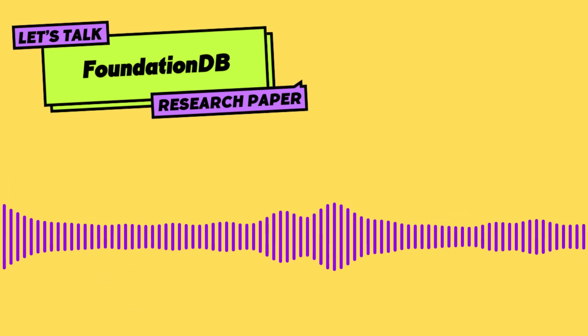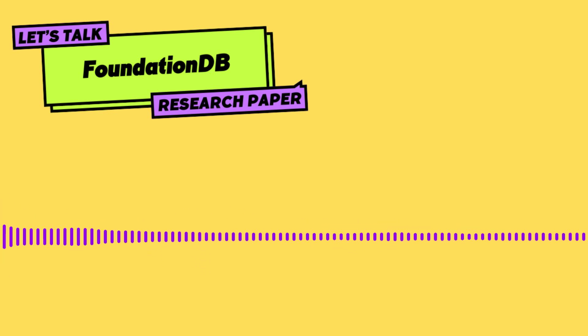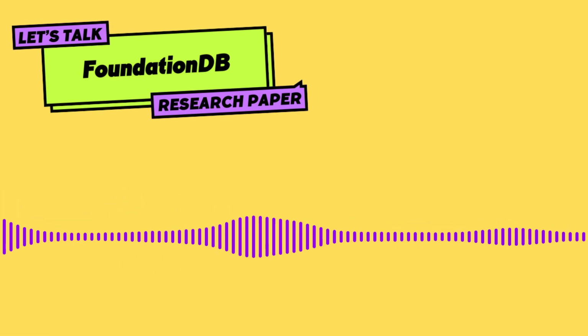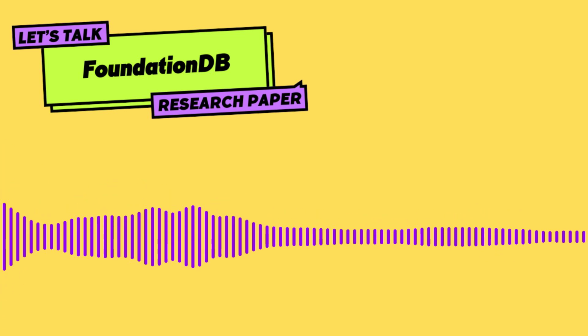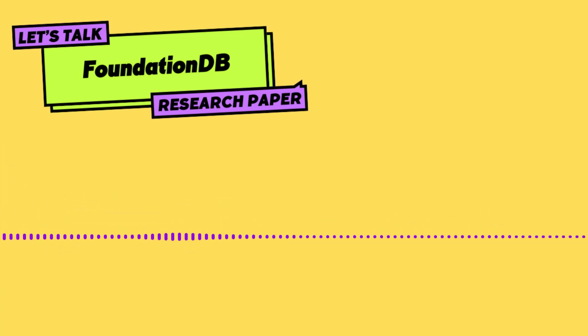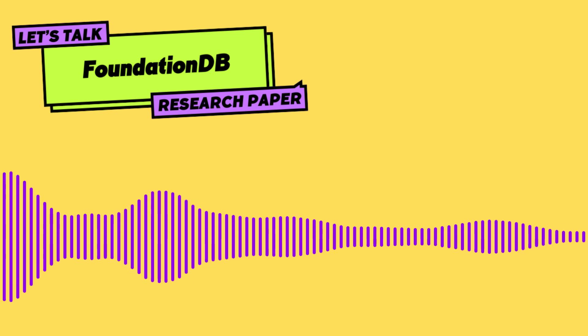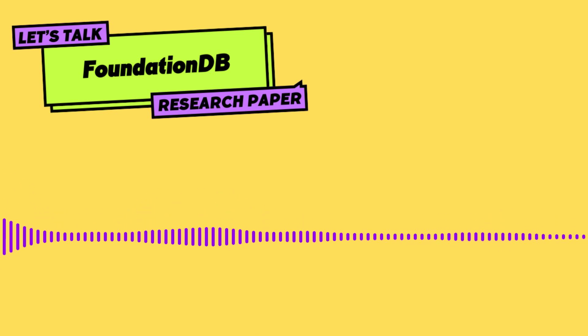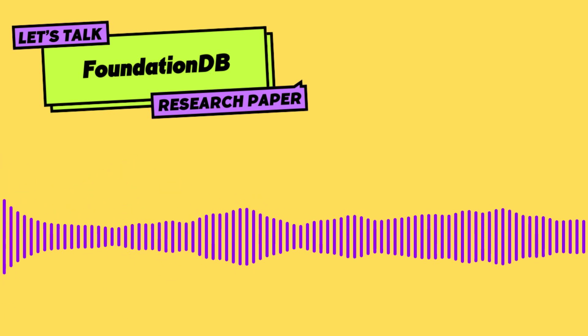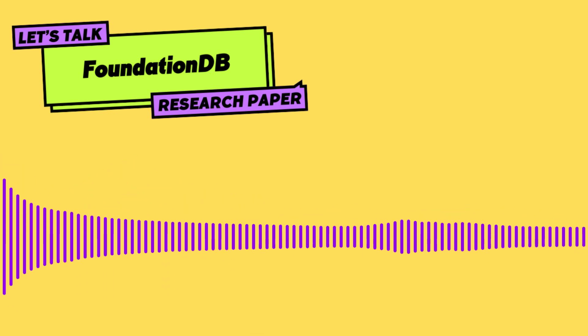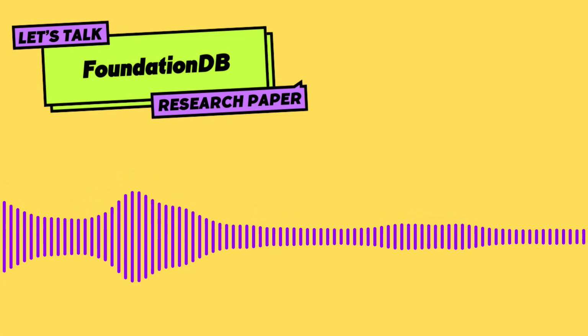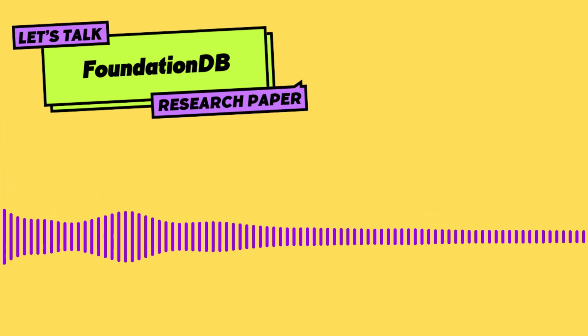Welcome back. So we've been exploring how FoundationDB handles data consistency and concurrency. But let's face it, in the real world, things don't always go as planned. Servers crash, networks have hiccups, even entire data centers can have issues. So how does FoundationDB handle these inevitable bumps in the road? Right. Well, that's where its approach to logging, replication, and recovery comes in.